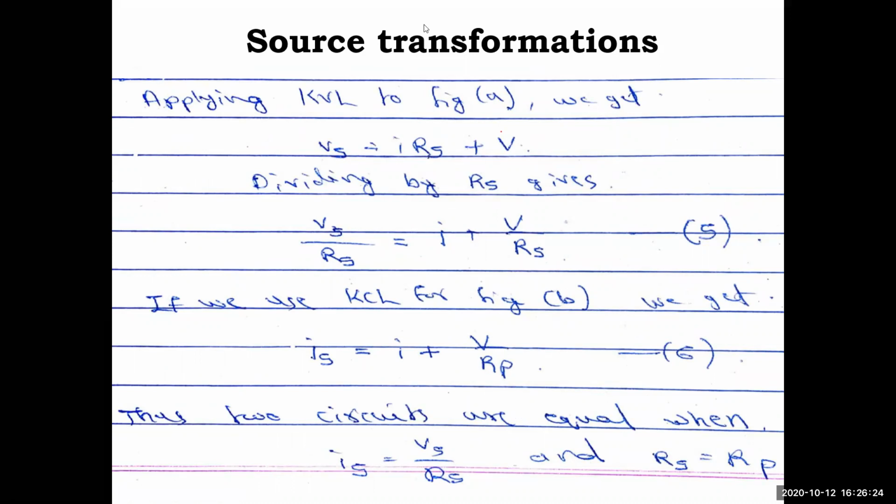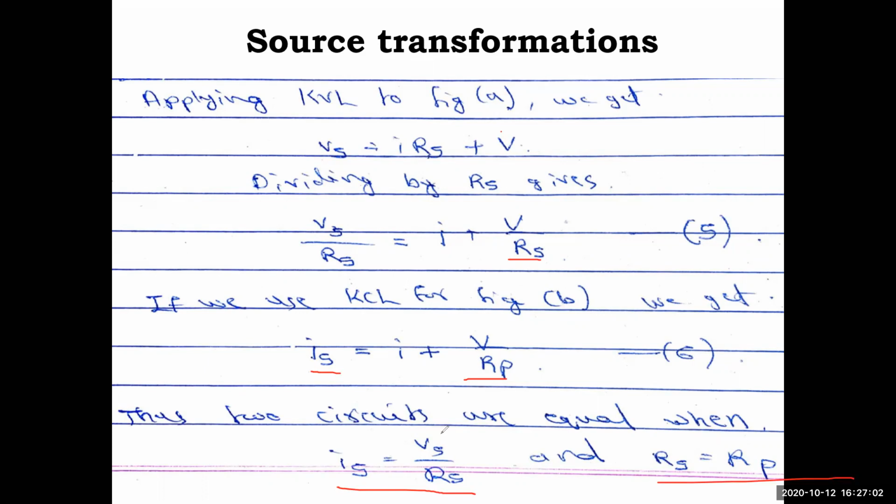So now we are comparing here. When we compare this, Vs by Rs should be equal to Is, and then V by Rs equals V by Rp, V is constant, so Rs should be equal to Rp. So this is the conversion method. If you have to convert a voltage source into a current source, what is the formula? That we write as a procedure. Now the two circuits are equal when Is is equal to Vs by Rs and Rs is equal to Rp. This we will be using for problems.